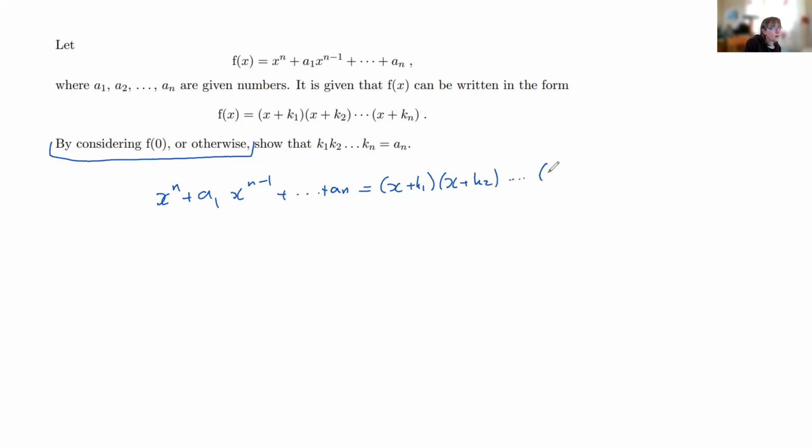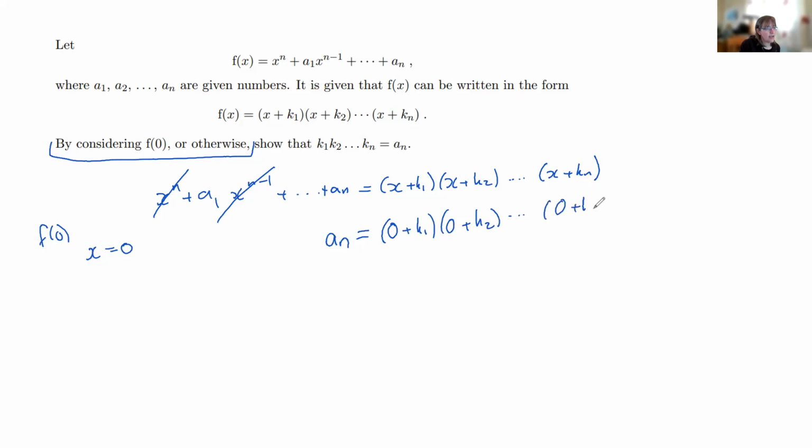K2 all the way up to x plus kn. And we're going to consider f of 0. If this question had not put in the or otherwise, we'd have to do this method, but it actually turns out this is the easiest method to use. So f of 0, that means we're looking at x equals 0. So that's going to be 0, that's going to be 0. On this side, we're only going to get the an, because it's only the an that doesn't have an x attached. Then this bracket is going to become 0 plus k1, 0 plus k2, all the way up to 0 plus kn.